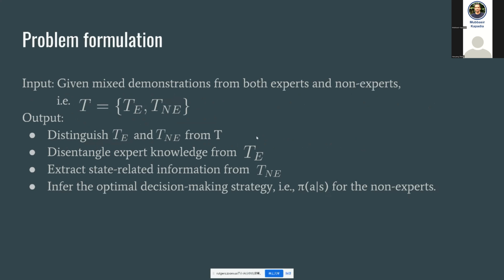Okay, so the input will be a given mixed demo from both experts and non-experts, tau, divided into tau E and tau NE. Something we want to do is first distinguish tau E and tau NE from tau, and then disentangle expert knowledge from tau E, then extract the state related information from tau NE, and finally infer the optimal decision making policy.